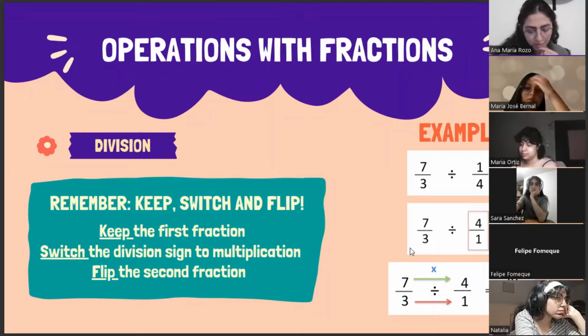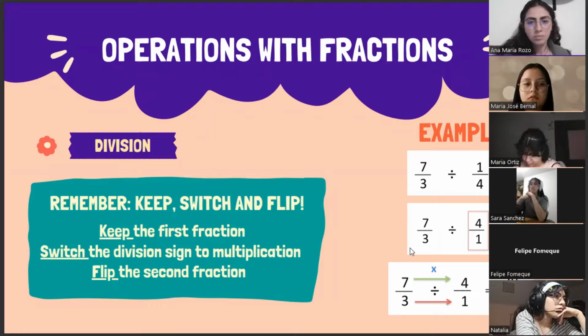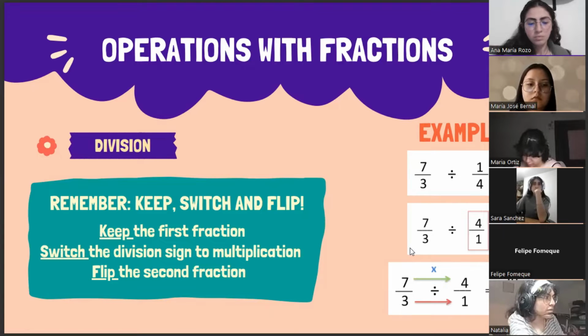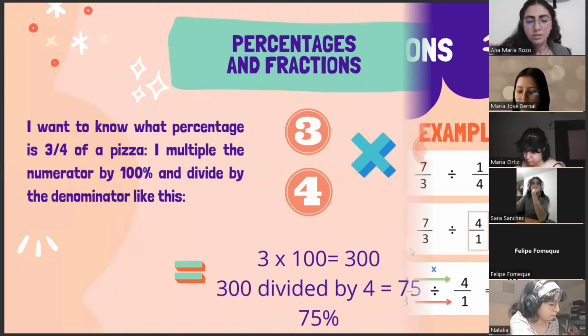So we're going to use three simple steps to solve the division one. We're going to use keep, switch, and flip. We're going to keep the first fraction, then we're going to switch the division sign to a multiplication, and then we're going to flip the second fraction. All right, so we have an example in here that will help us to understand a little bit better how this works, okay?